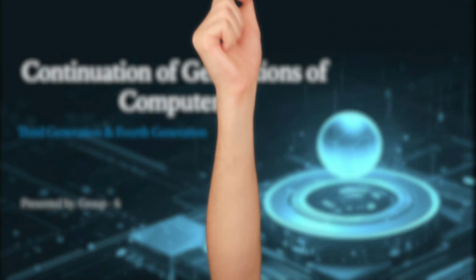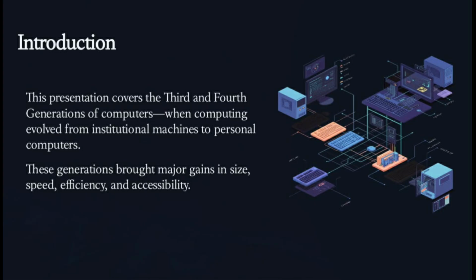For introduction, this presentation covers the third and fourth generations of computers, which was a period when computing evolved from institutional machines to personal computers. What this means is that computers were no longer limited to large institutions, organizations, or businesses. As technology improved, computers became more practical and eventually became available for personal use. And these generations also brought major gains in size, speed, efficiency, and accessibility.